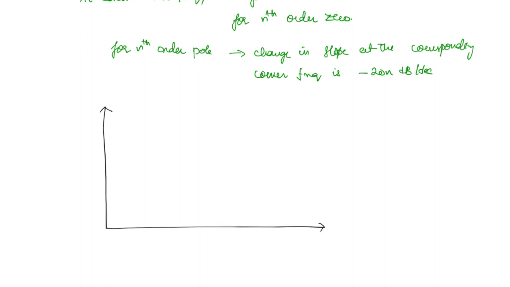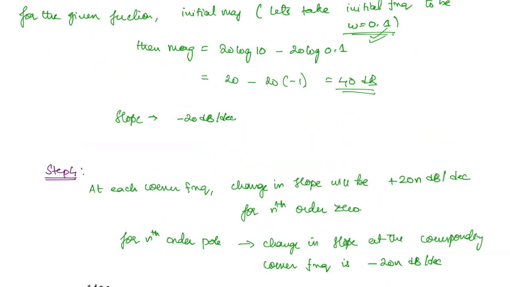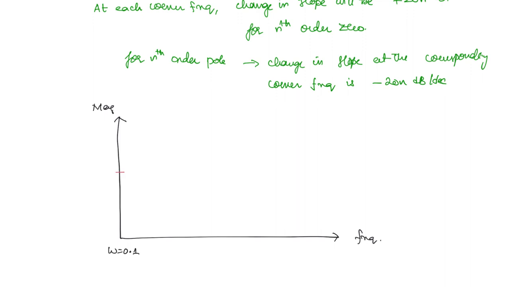Phase we will do once again. So this is the magnitude and this is the frequency. Let us take the initial frequency to be 0.1. For 0.1 we have found the magnitude. What was the magnitude? We found it to be plus 40 dB, right? This is 40 dB and the slope was minus 20 dB per decade. From here it starts to go down at a slope of minus 20 dB per decade. Let us take this to be 0 dB. So it will reach 0 dB at one point.